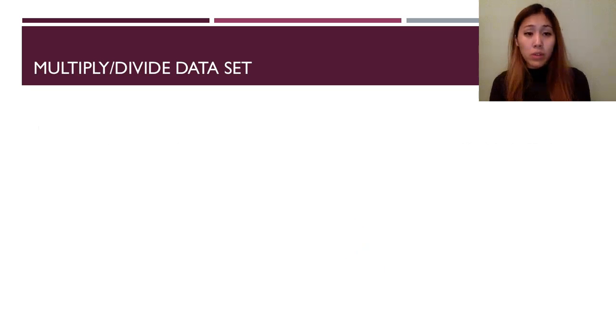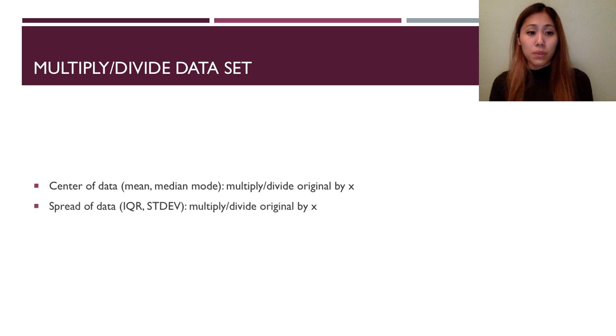So when we multiply or divide a data set, we can summarize as thus: if you multiply or divide the original data set by whatever X value, then your center of data is also a multiple of whatever that value was. The spread of data, same thing. The IQR and standard deviation change as well. So you have to multiply or divide your original data by X.